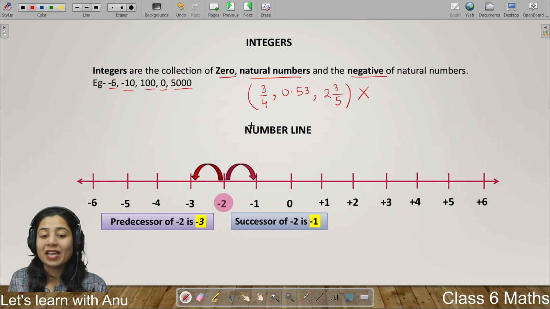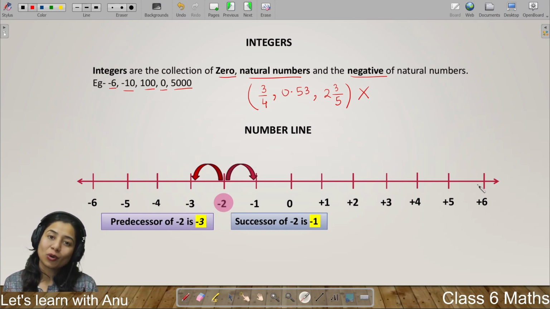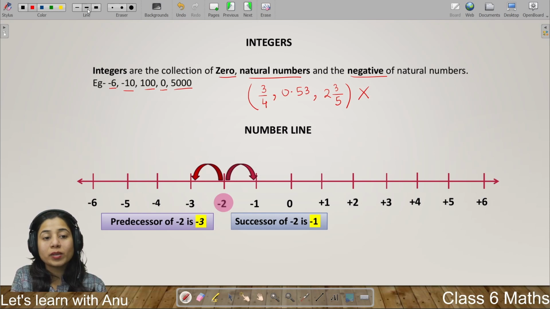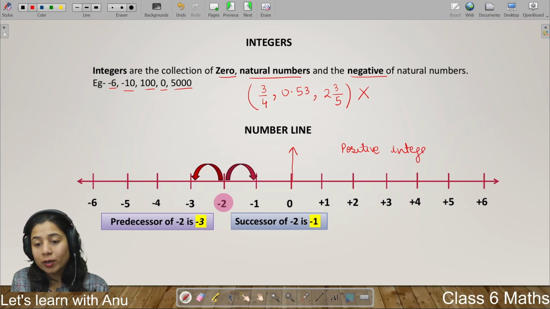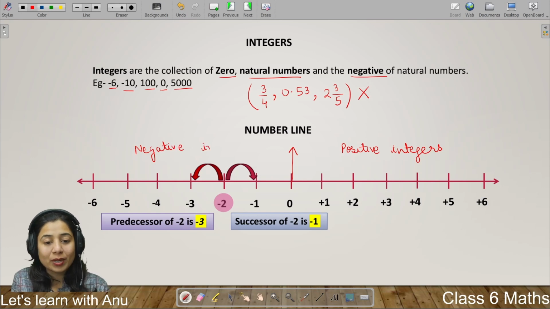Moving ahead, we have number line. What is number line, class? It is a horizontal line used for visual representation of integers. In this, we have 0 in the middle and all the numbers lying on the right hand side of 0 are positive integers and all the numbers lying on the left hand side of 0 are negative integers. I hope it is clear to everyone, class.